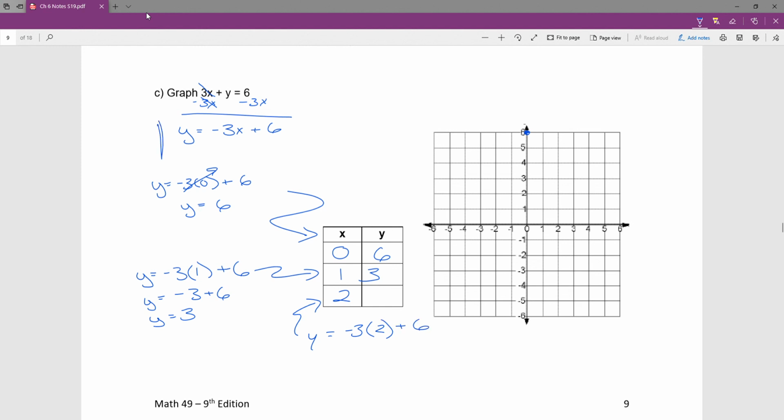Sometimes it's a good idea to put a box around the equation I'm subbing into, because I was just searching for it on the page. Y equals a negative 6 plus 6, or y equals a 0. And again, whoops, I didn't process this one. Putting all these on the graph should end up with a straight line. So that was that 1, 3 I forgot to do, and a 2, 0. You can see that those 3 points are in a straight line.